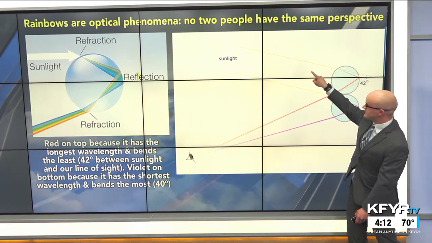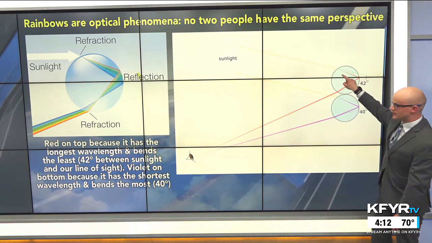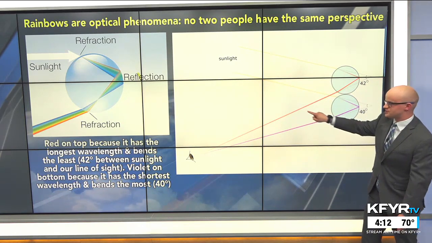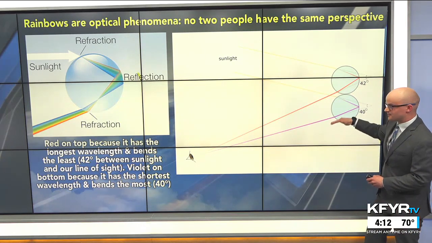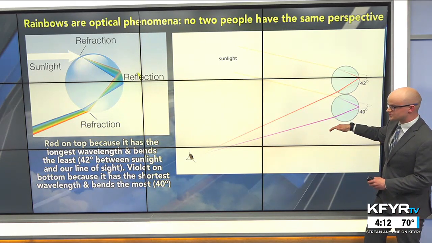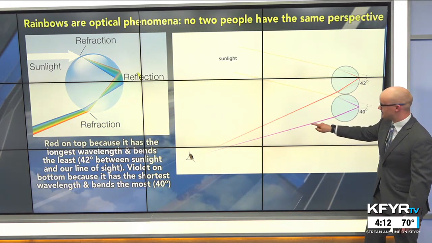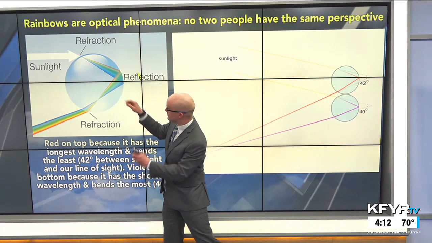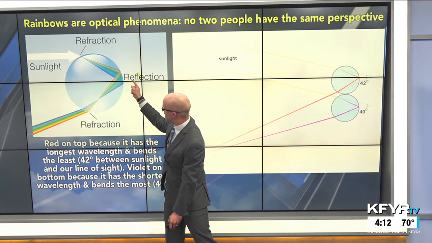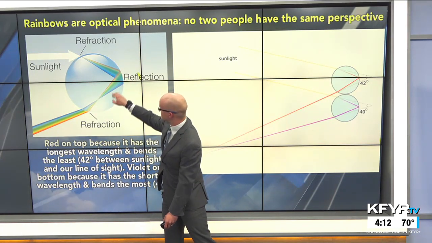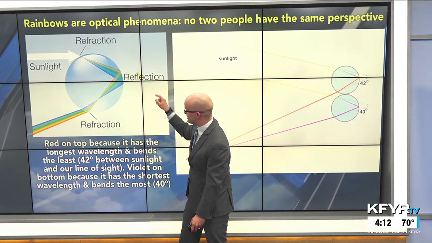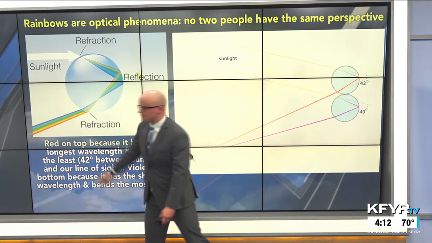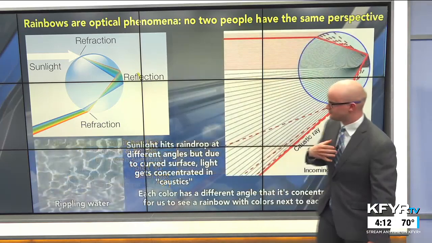42 degrees is the angle between the sunlight and our line of sight as it comes out of the raindrop. Violet is on the bottom of the rainbow because it has the shortest wavelength and it bends the most, coming out at a 40-degree angle. So the sunlight comes in, is refracted when it enters the raindrop, is reflected off the back of it. At least some of it is reflected. Some of it escapes out the back of the raindrop. But then that reflected light gets refracted one more time as it comes back to the observer, which is us.